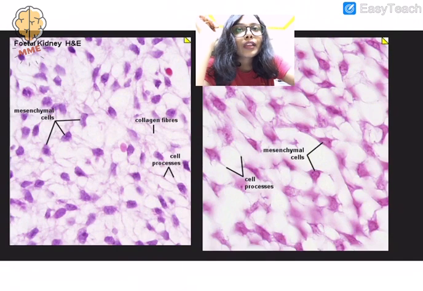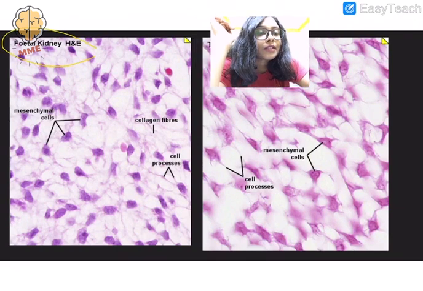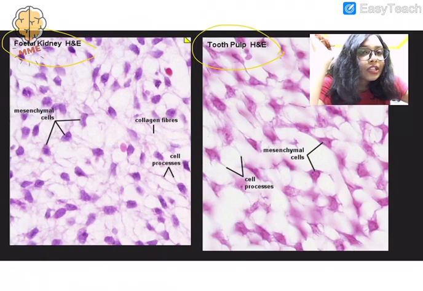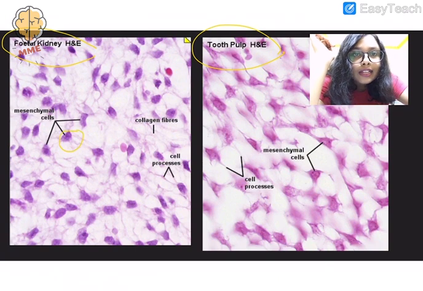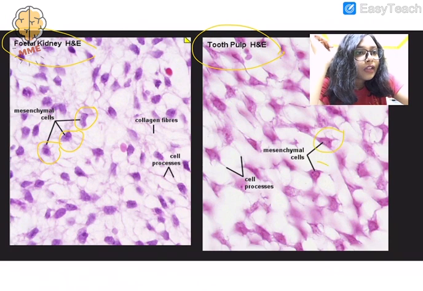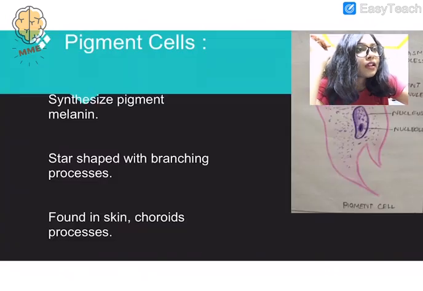See here, we have fetal kidney in H&E stain, and we have tooth pulp in H&E stain. These are the mesenchymal cells. These are the undifferentiated cells that will develop into different cells.